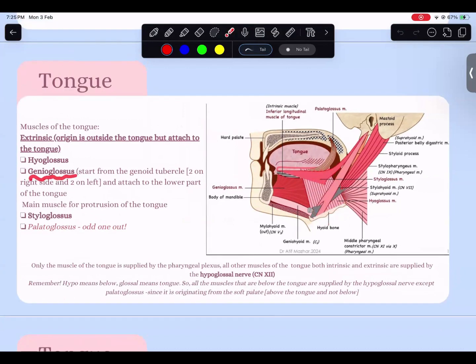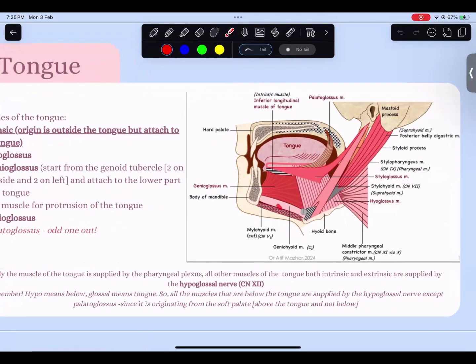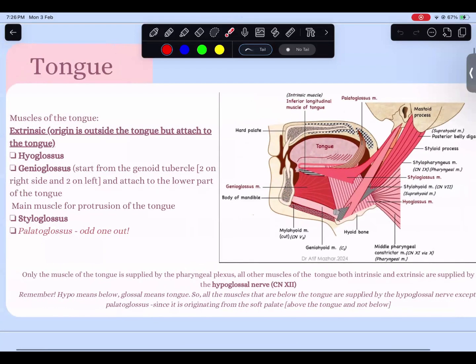Then we have genioglossus, super important. Genioglossus starts from the genial tubercle, not the geniohyoid bone. Genial tubercle to the tongue. So this is your genial tubercle, and this is genioglossus. So it's going to the tongue, so genioglossus. Okay, and then the main muscles for the protrusion of the tongue, that basically protrude your tongue out, are styloglossus and palatoglossus.